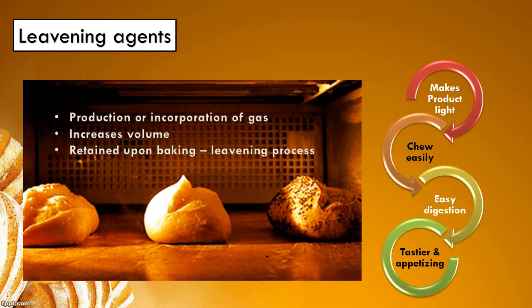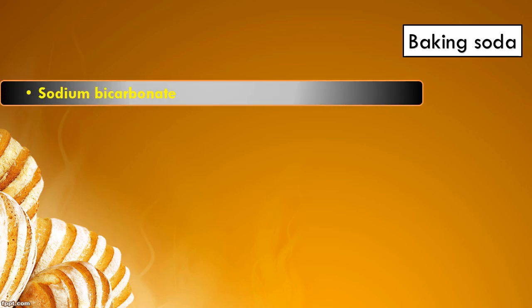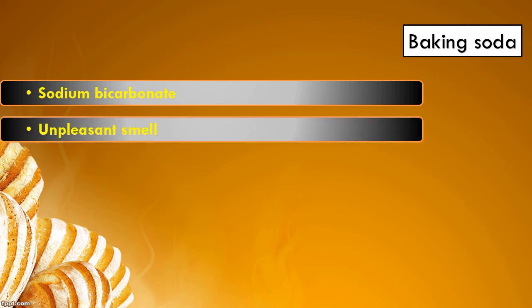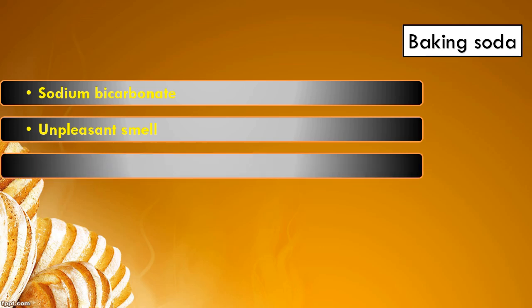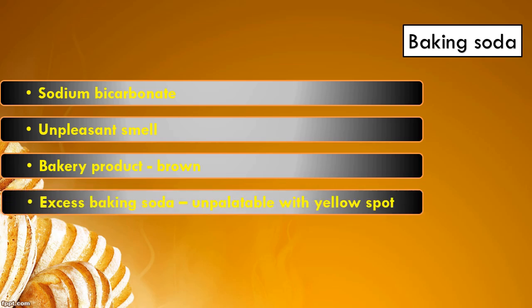Baking soda is a commonly used leavening agent and is chemically known as sodium bicarbonate. It gives an unpleasant smell when added in excess amount. It imparts brown color to the bakery product, and it produces yellow spots and makes the product unpalatable if added in excess quantity.